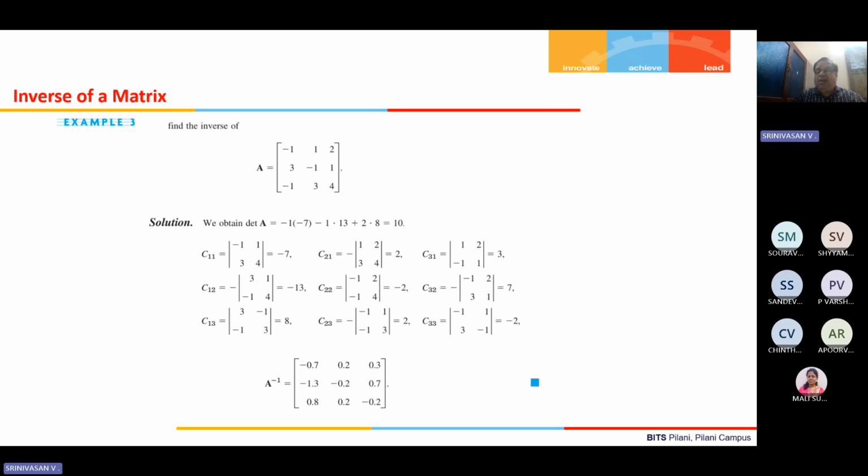Since we are going to take the transpose later on, we are straight away writing, just look at -7 by 10, minus 0.7. Minus 13 by 10, minus 1.3, column wise. 8 by 10, 0.8. 2 by 10, 0.2. Minus 2 by 10, minus 0.2. 2 by 10, 0.2. 3 by 10, 0.3. 7 by 10, 0.7. Minus 2 by 10, minus 0.2. So this is how we get the inverse of the given matrix using determinants.